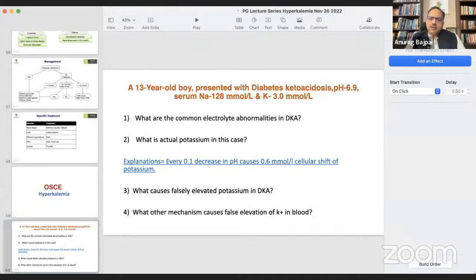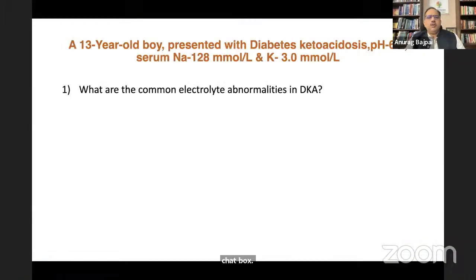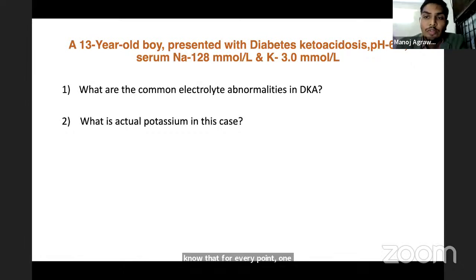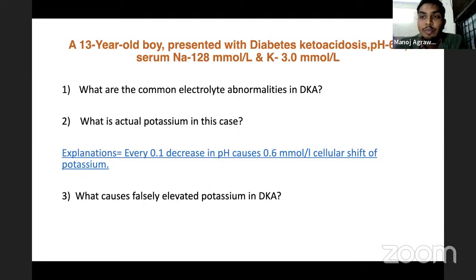Has anybody written on the chat box? Not yet, so we can continue. We know that every 0.1 decrease in the pH increases potassium by 0.6 millimole per liter through cellular shift. In this case, pH is 6.9 and normal pH is 7.4, so there is a deficit of 0.5 of pH. If we multiply with 0.6, then the potassium shift from the body is 3 millimole per liter.